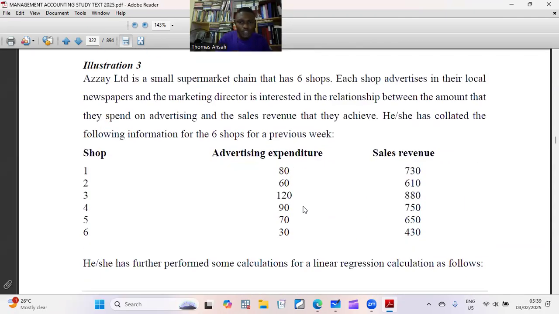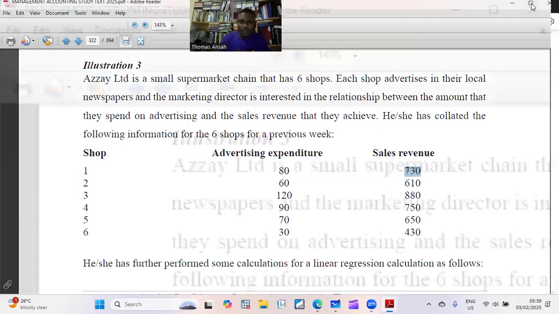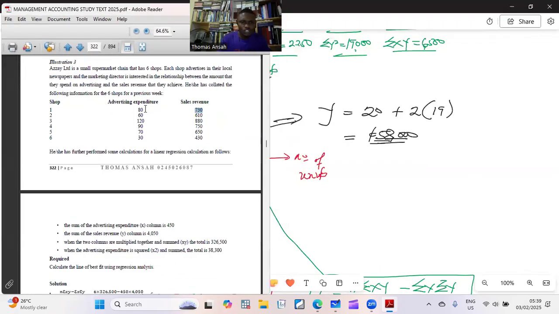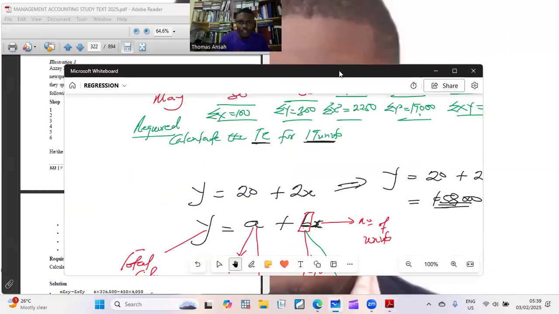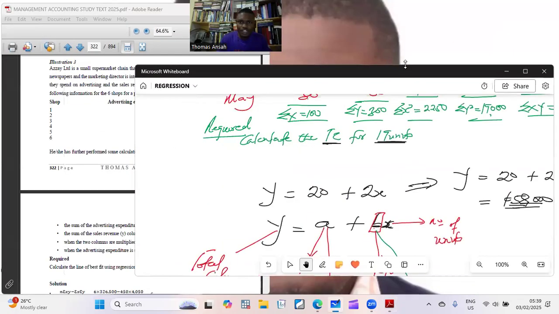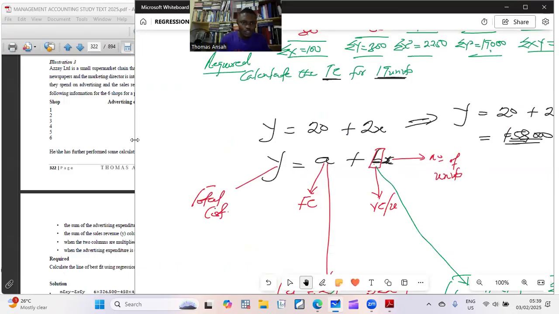And so you can pick this illustration as well. This has 6 shops, so the n is 6, and this is advertising. So you can replace this with X and this one with Y. So this is the revenue that comes with it. You can actually go in there and do that. Now, the guidance is that as you have this information, you will do a simple thing like was done here. Let me just guide you. It's a very simple activity.